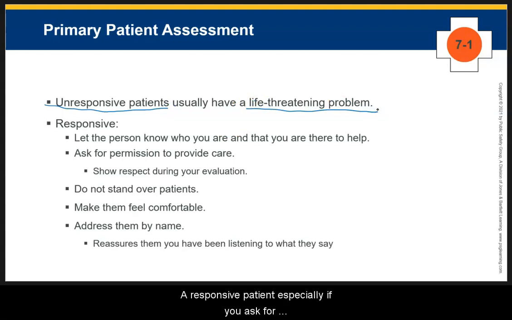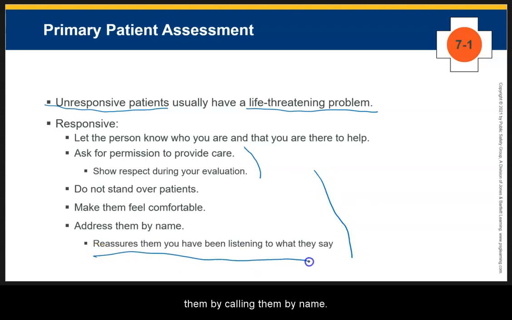A responsive patient, especially if you ask for consent as you approach them, that response, yes, you can help me, tells you that their airway is intact, that they're breathing, and that they're alert, so we can rule out some of those things. Now, you can approach professionally, don't stand over the patient, make them feel comfortable, and reassure them by calling them by name.